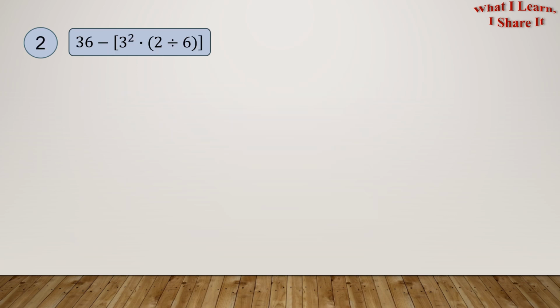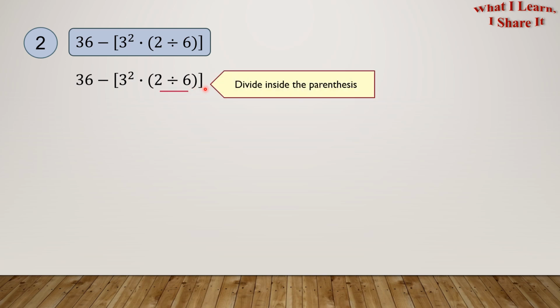Number 2. 36 minus 3 squared times 2 divided by 6. We will have to divide inside the parentheses, meaning we have to divide 2 and 6. This will give us 36 minus 3 squared times 1/3.